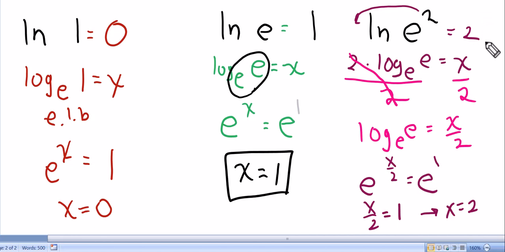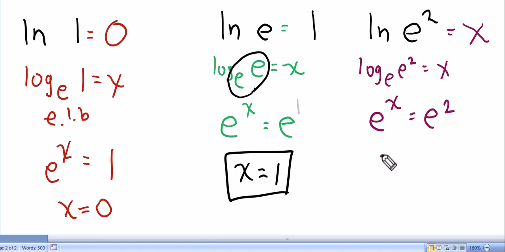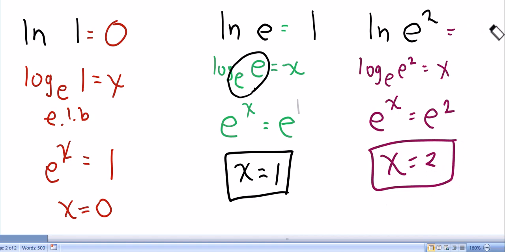Now, there's a different way we could have done that, and you might like this way better. So if I write it as log base e of e squared equals x, we could do ELB on here. So e is the base, the exponent is x, and the argument is e squared. Now, interestingly enough, it's the same base, so the exponents are equal to each other. And I get the same answer. So it's equal to 2.